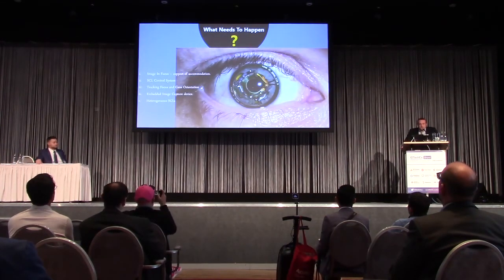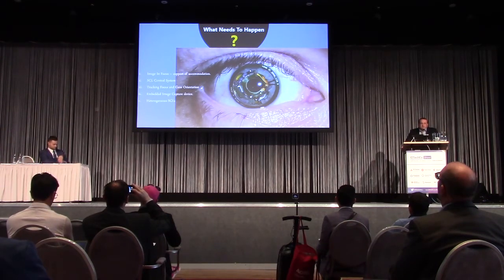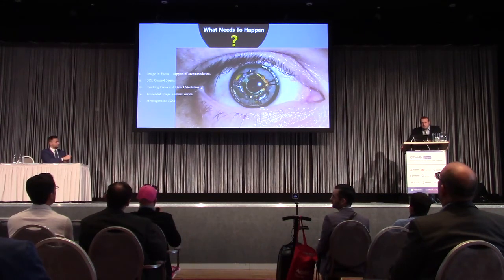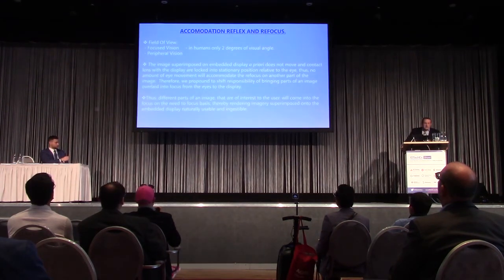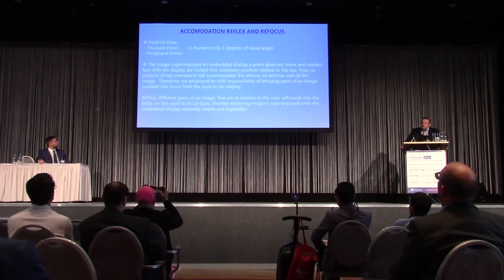Now, once we achieve a fully functional embedded display on a contact lens, we need to make sure that we can accommodate and refocus in different parts of an image superimposed on display. Right? Why is this a problem? So I'm going to explain what the problem is.